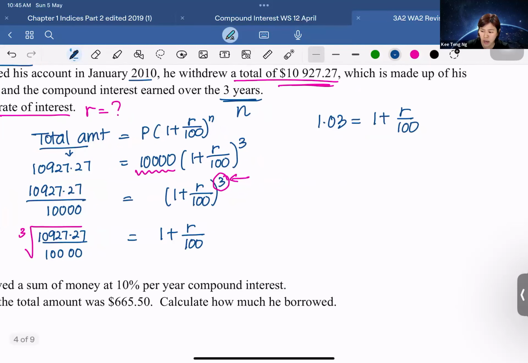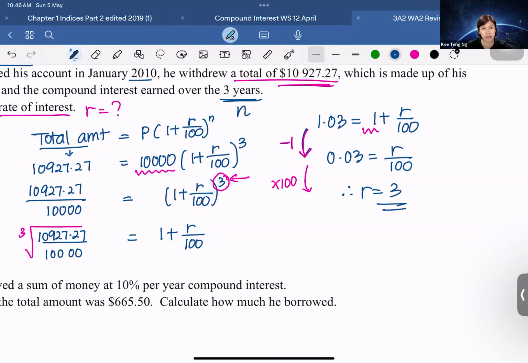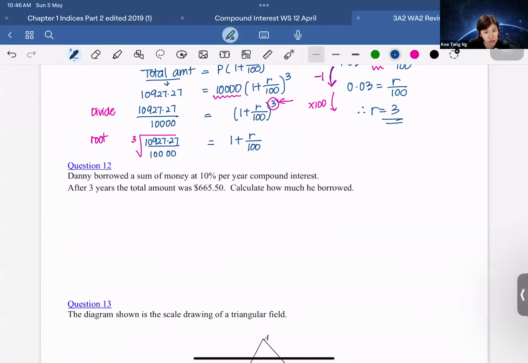So what do I need to do? I get rid of 1, so I minus 1. Okay, and I get 0.03 equals R over 100. Next, I multiply by 100. So 0.03 times 100, that will give me 3%. So the interest rate is just 3%. Have you gotten the concept? Next question, last but not least for this video.